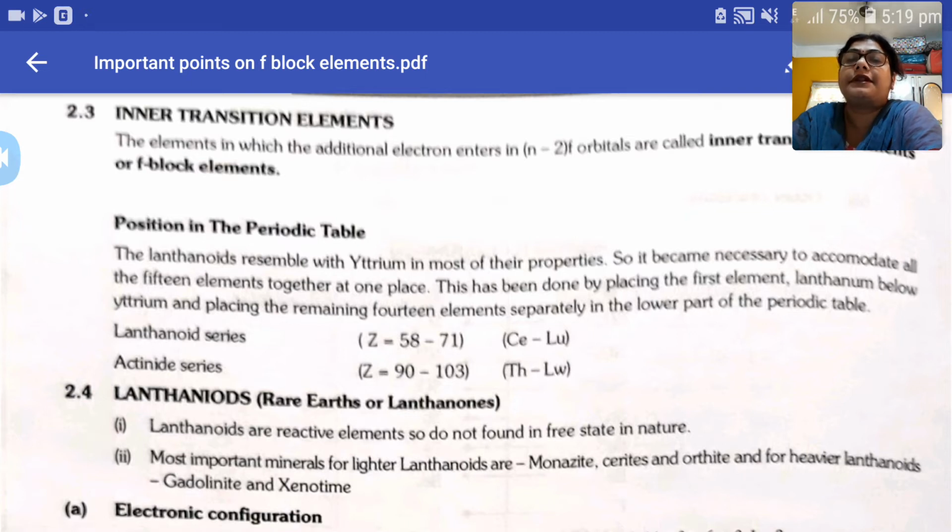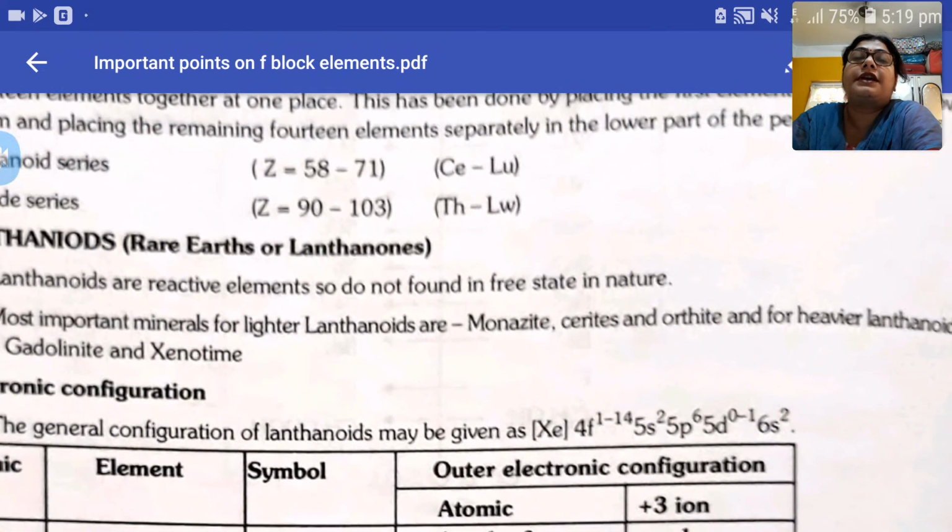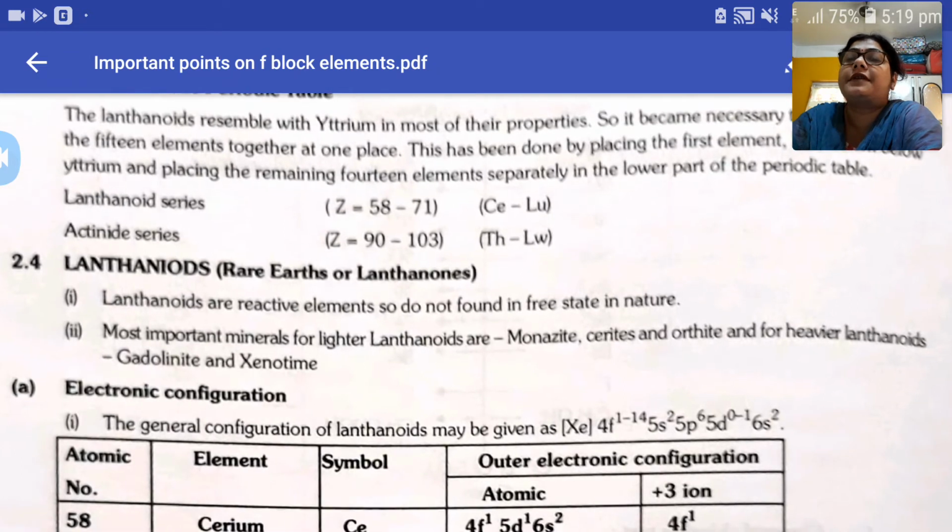Now let us study the lanthanoids. These lanthanoids are very reactive elements, and that is the reason why they are not found in the free state. Most minerals for the lighter lanthanoids are monazite, cerite and orthite, and for the heavier lanthanoids we have gadolinite and xenotime. So these are some important minerals found for the lanthanoids.